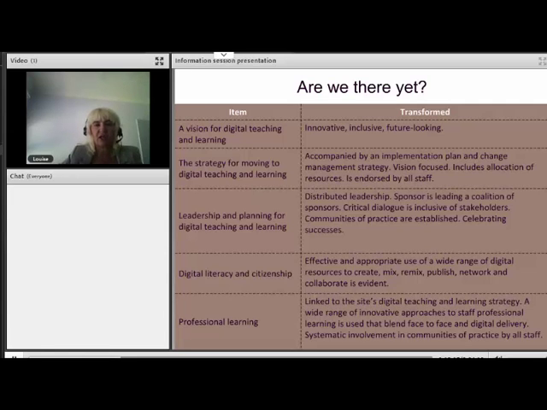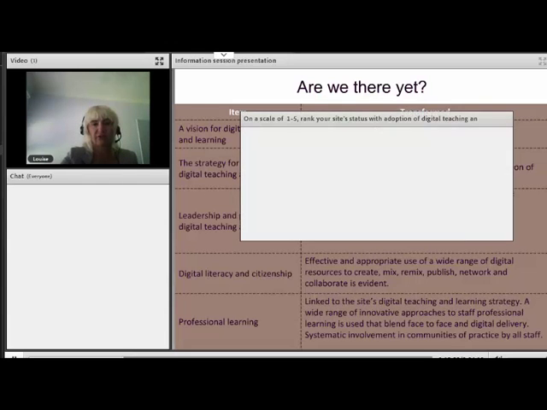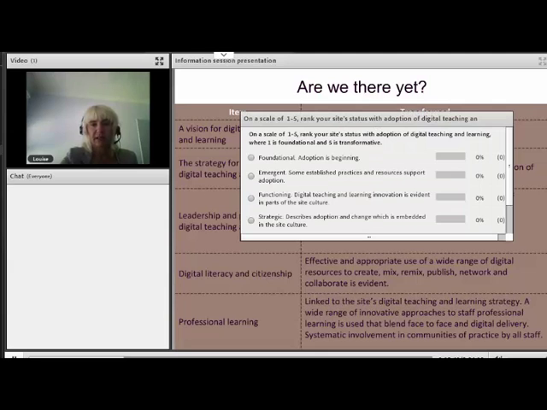So for the vision, if you have an innovative, inclusive and future-looking vision in relation to digital teaching and learning, then you are most of the way there. There are 5 steps, so let's have a look at this poll I've put together for you. I'll just maximise it.